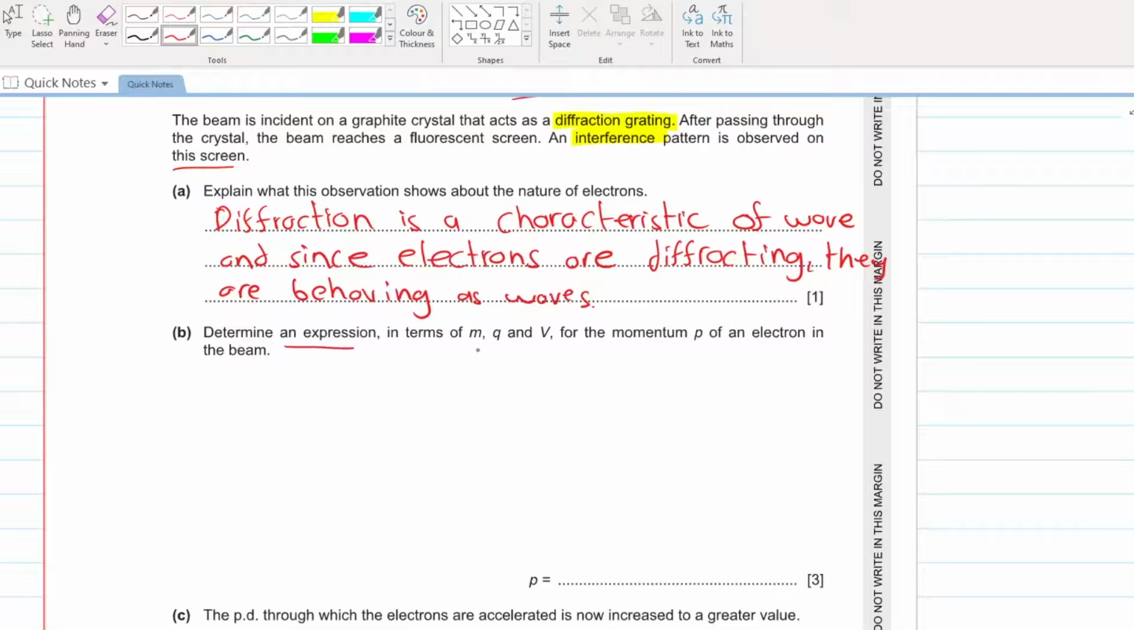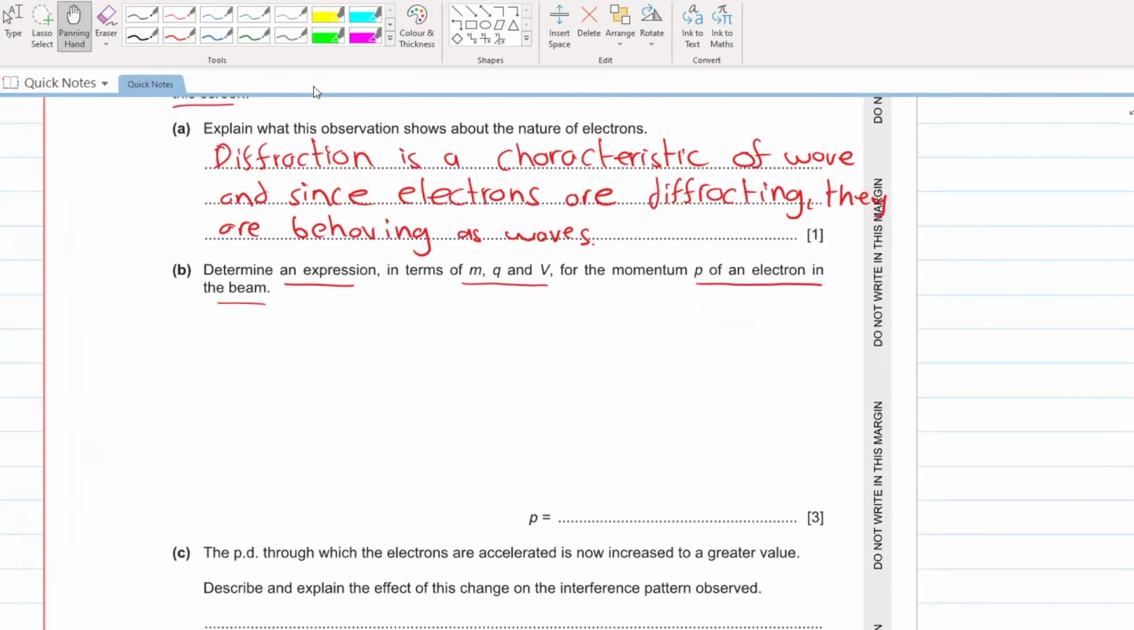Determine an expression in terms of m, q, V for the momentum p of an electron in the beam. Do you remember whenever an electron is accelerated through a vacuum, which energy conversion we use? We say electric potential energy is getting converted into kinetic energy. What is the formula of kinetic energy? 1 upon 2 mv square. What is the formula of electric potential energy? Voltage into charge.